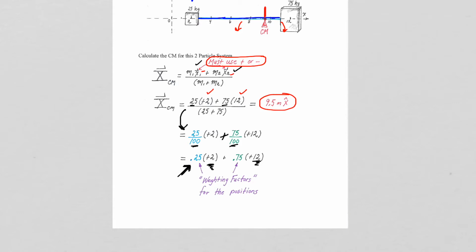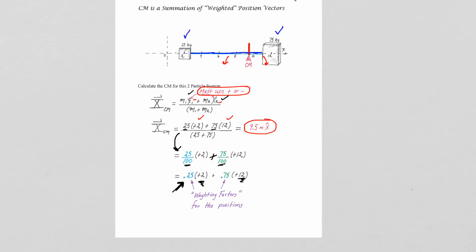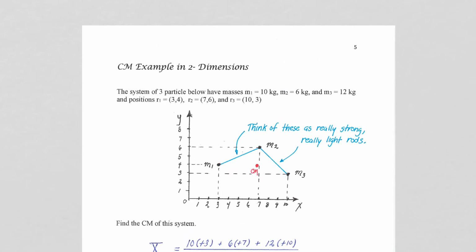So when we do that, we then get the center of mass point mathematically, but I think understanding this center of mass position vector calculation as a summation of weighted position vectors will help us to better understand what the calculation is actually doing and why it works. Well, that's in one dimension. So on our next page here, I have a two-dimensional example.